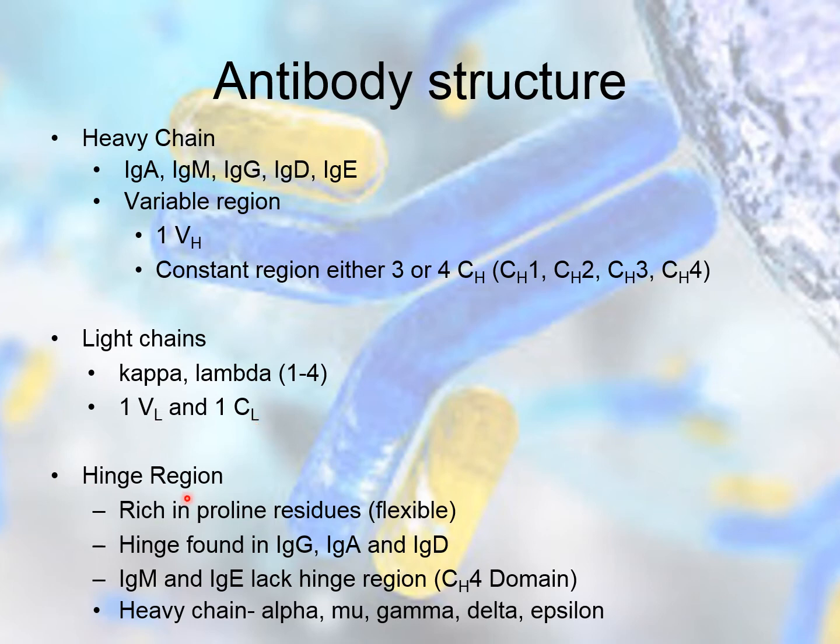The hinge region is generally rich in proline and it is flexible. This hinge region, or the fork region, is present in IgG, IgA and IgD. However, it is not present in IgM or IgE due to the presence of an extra constant heavy chain domain called CH4. So the hinge region is mainly composed of heavy chain, which can be either alpha, mu, gamma, delta, or epsilon.